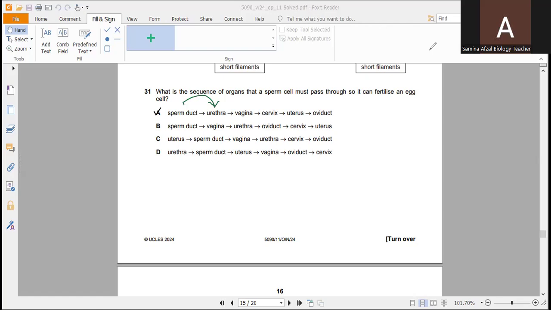From urethra, during sexual intercourse, the sperms are released into the vagina. From vagina, they move towards the cervix, then to uterus, and from uterus to oviduct, where the fusion of the gametes takes place. And according to this, this is the correct option. Sperm duct to vagina, no. After sperm duct, they have to go towards the urethra. So according to this, only A is the correct option. We are moving towards the next question.